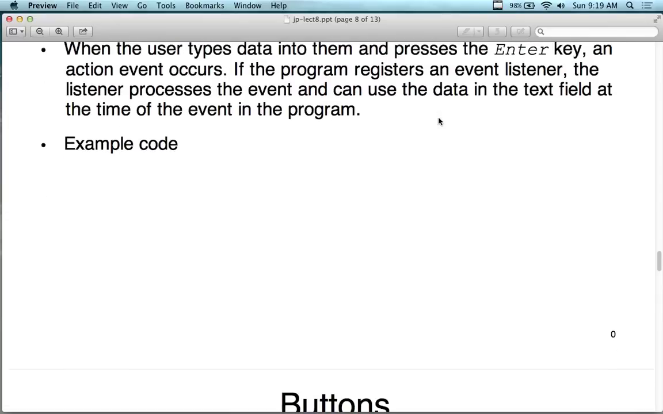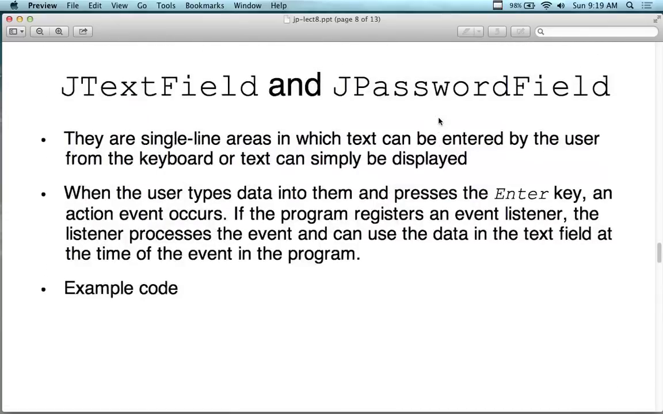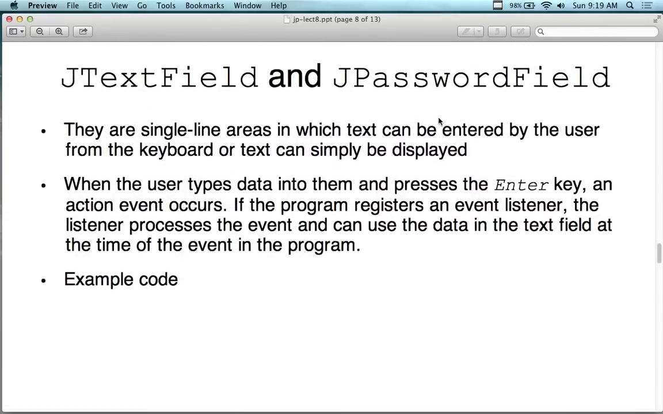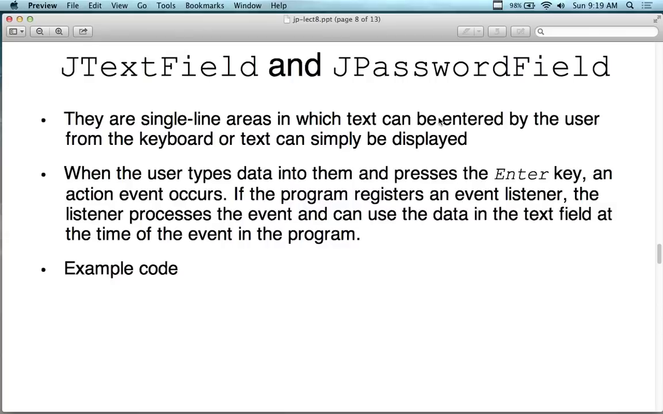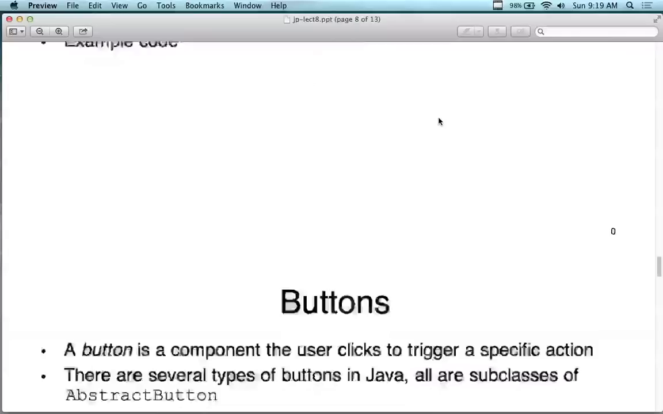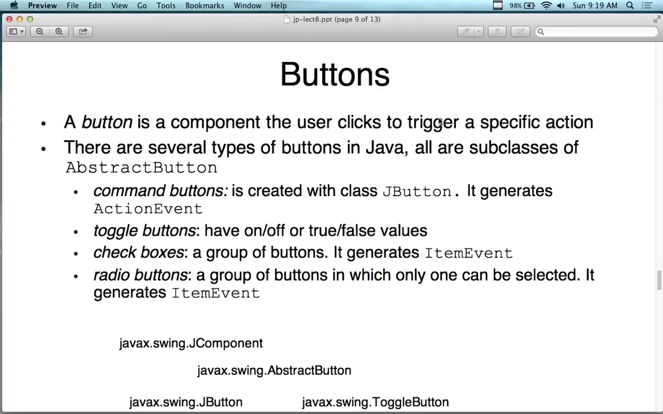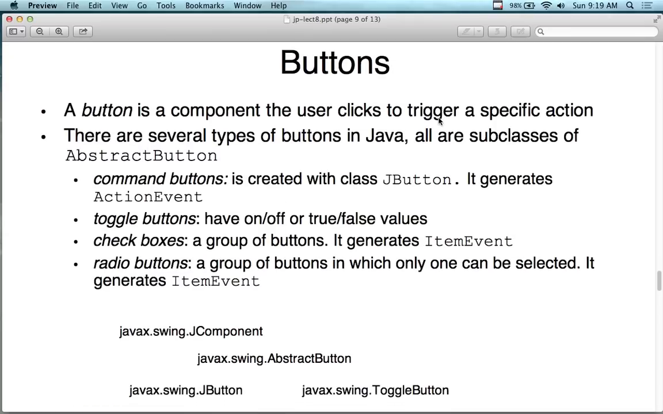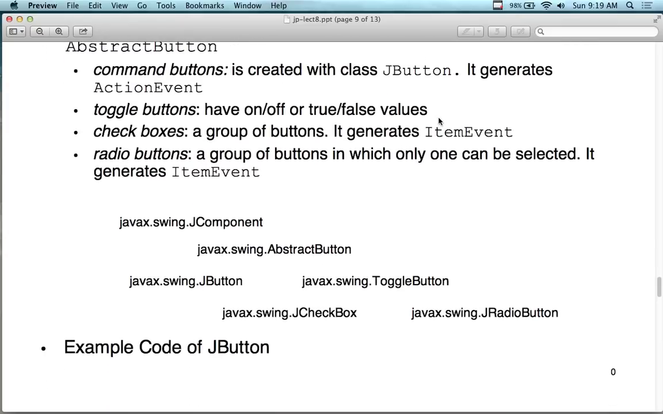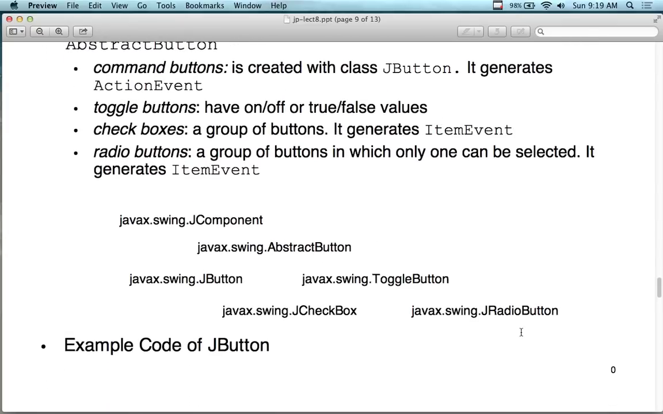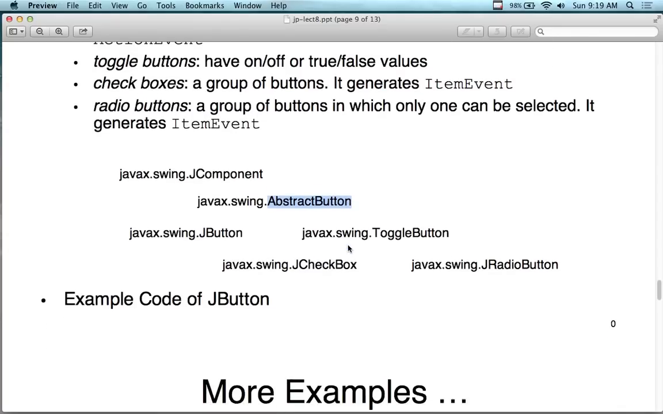And I believe in the lecture we stopped probably about right here, in terms of the JTextField, JPasswordField, examples of components. And then programmatically we saw the buttons, actually the JButton, a class of the abstract button. And then I believe I mentioned that you can create your own kind of button. The toggle button, the radio button, the checkbox button, they all come from the abstract button. You can certainly create your own by extending an abstract class.